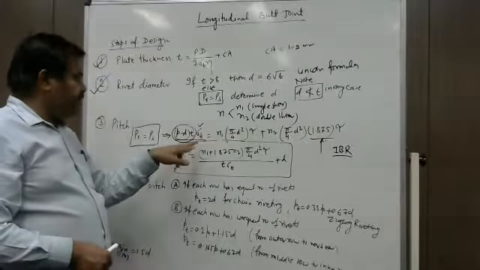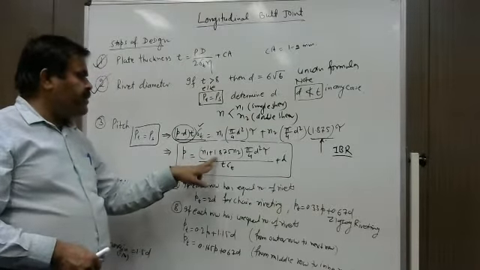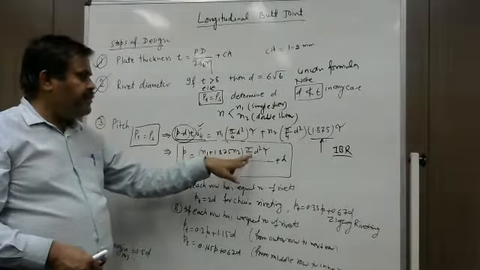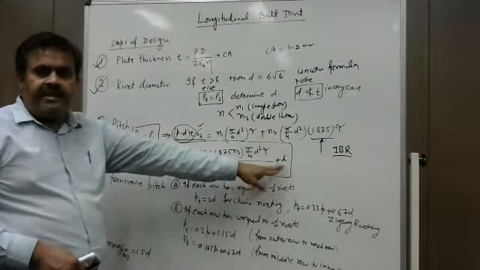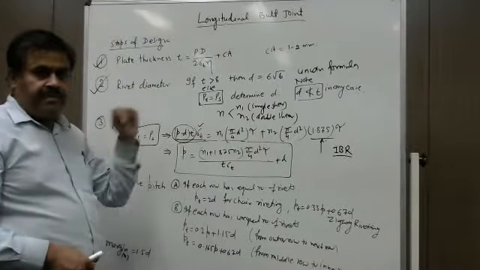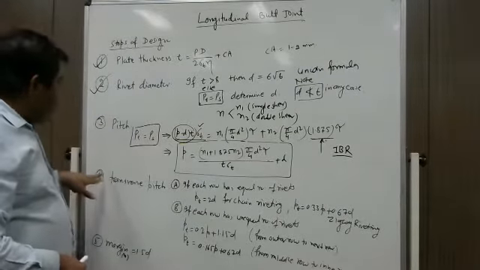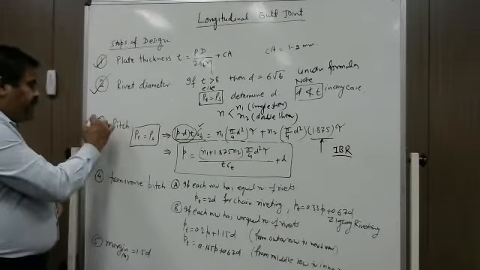From here, we get p equal to (N1 plus 1.875 N2) pi by 4 d square tau divided by t sigma_t, plus d. d is the rivet diameter that we have already calculated in step number 2. So the third step is complete.